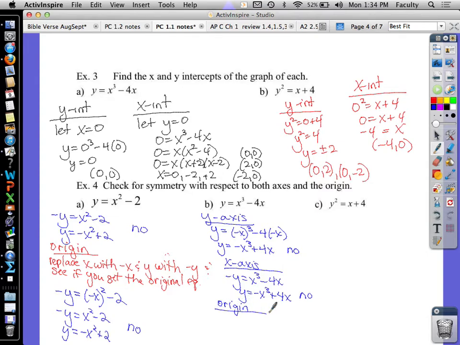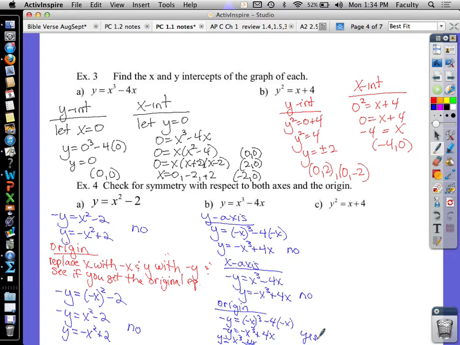For origin symmetry, you replace x with negative x, y with negative y. That gives me negative y equals negative x cubed plus 4x. And then I multiply by a negative 1. And that gives me the original equation.